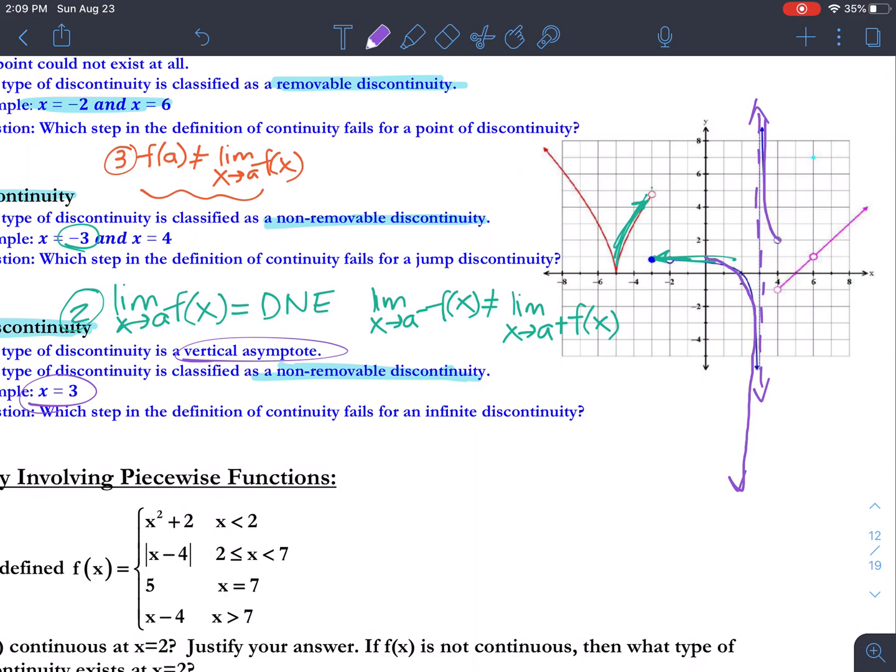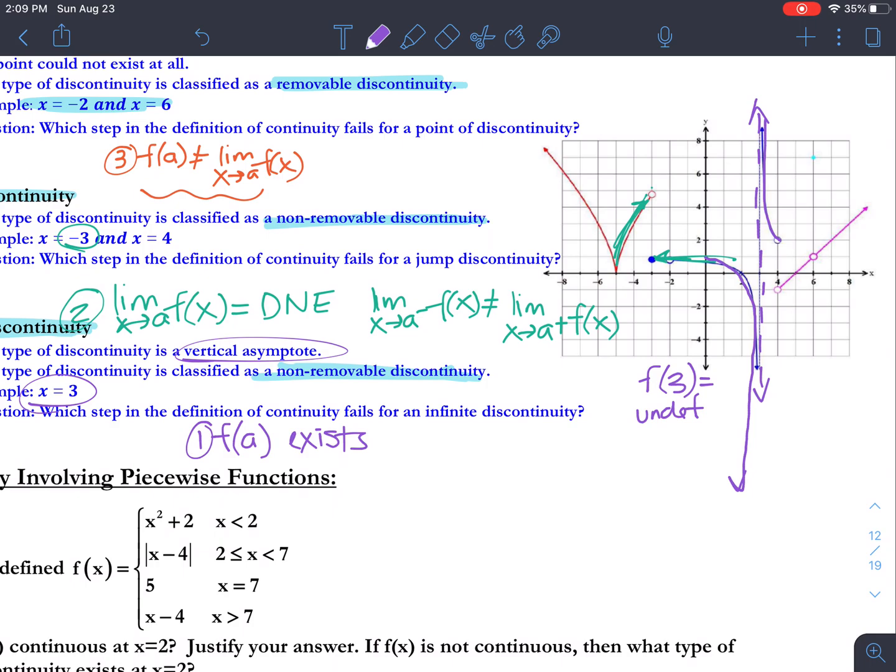So what does this one fail? Well, this really just fails step 1. Because if I said, what is f of 3 in this picture, right? F of 3, that would be undefined, there's no function value here. So that's what it's failing.